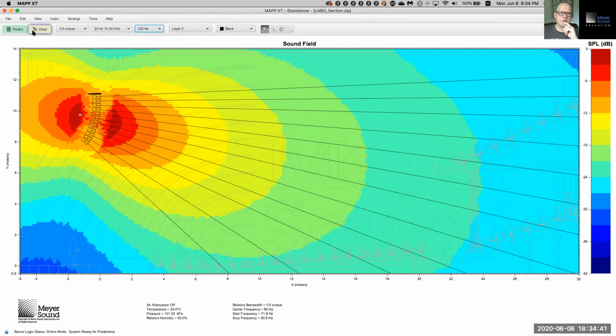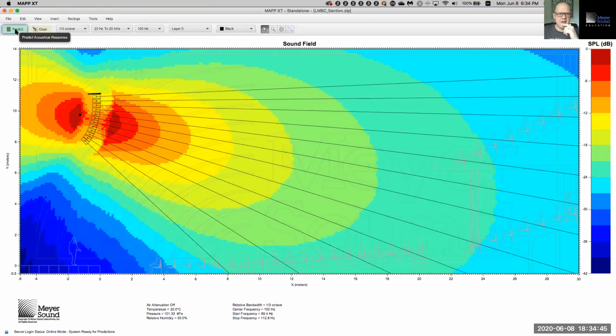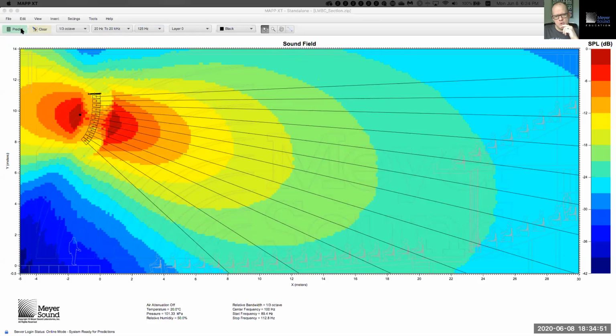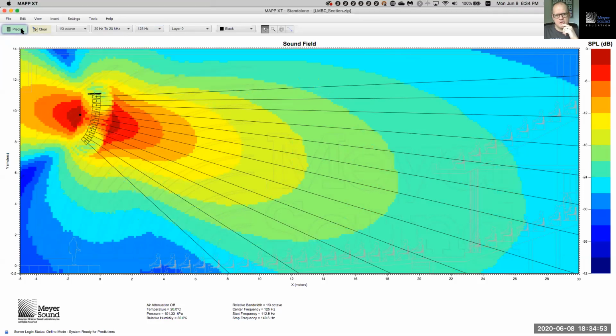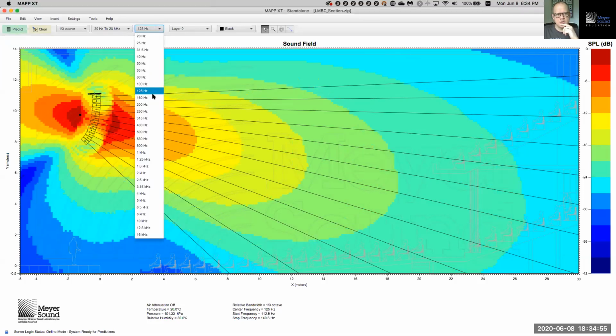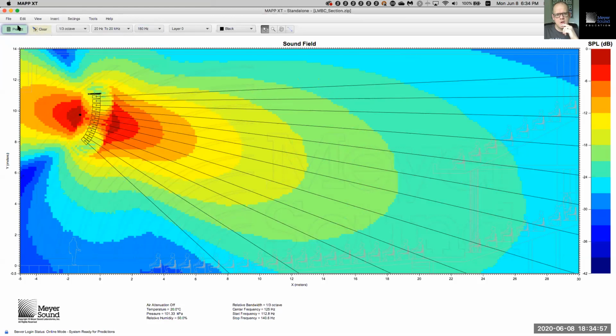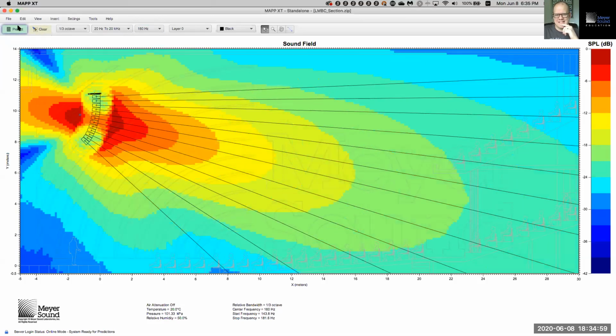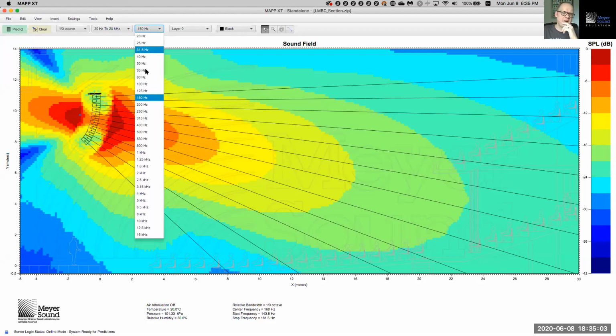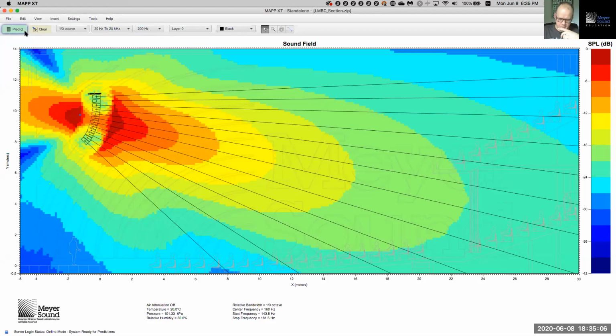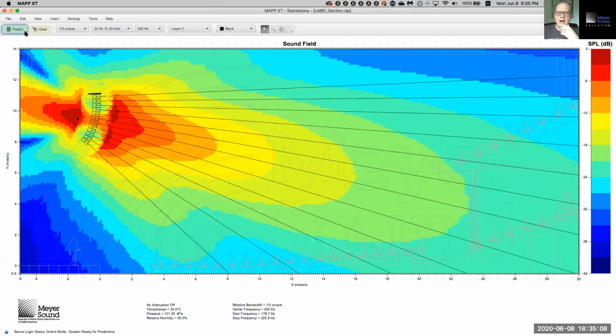Let's go to 100 hertz. At 100 hertz, might have been my imagination, but it looked like it became even more narrow. Let's go to 125 hertz. At 125 hertz, it's definitely narrower. Let's go to 160 hertz. This is 160 hertz. Wow. Even more narrow, even more defined. Let's go to 200 hertz. Okay, and at 200 hertz, wow.